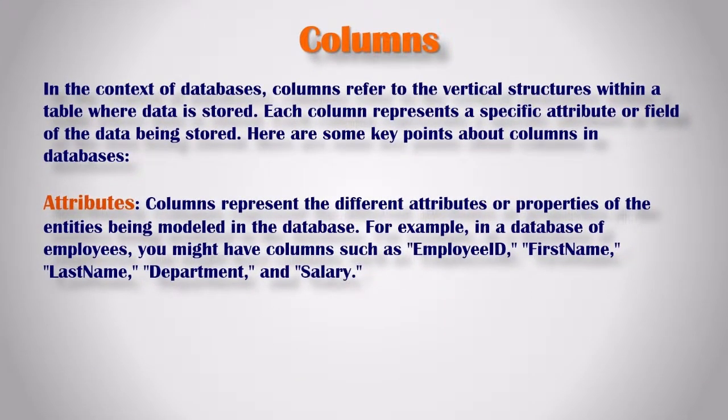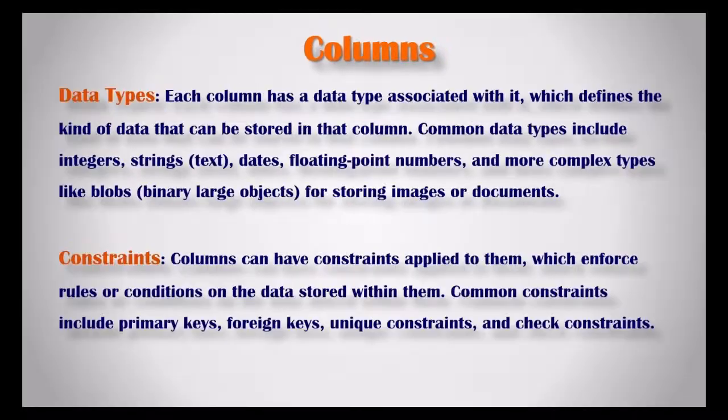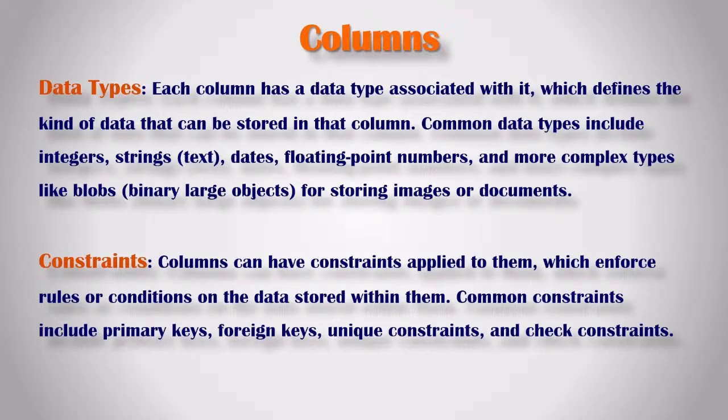In the context of a database, columns refer to the structures within a table where data is stored, each representing a specific attribute. Columns in databases represent different attributes of the entities being modeled. In a database, you might have columns such as first name and date. Each column has a data type which defines the kind of data in that column. Common data types include integers, strings, text, dates, floating point numbers, and more complex types like blobs, binary large objects, for storing images or documents.